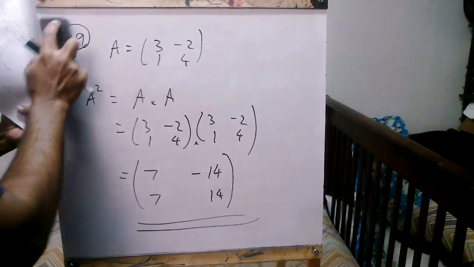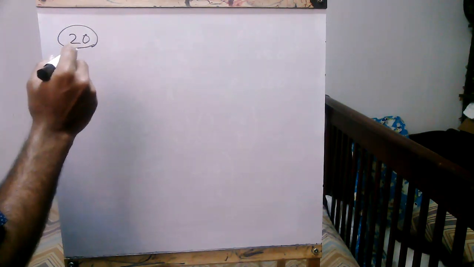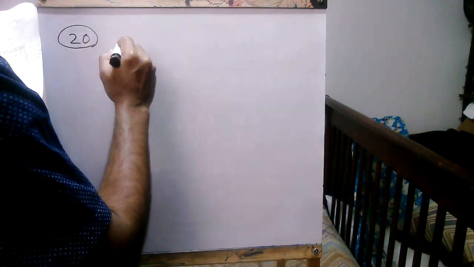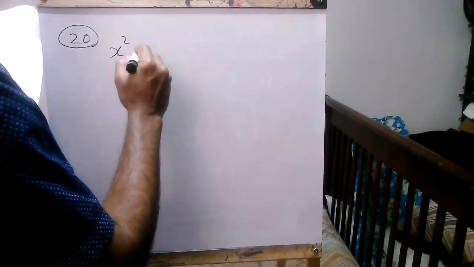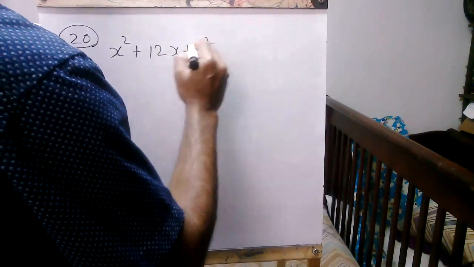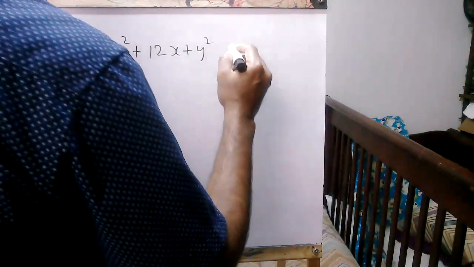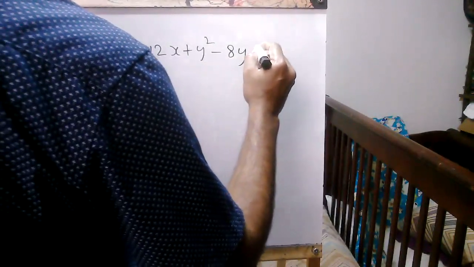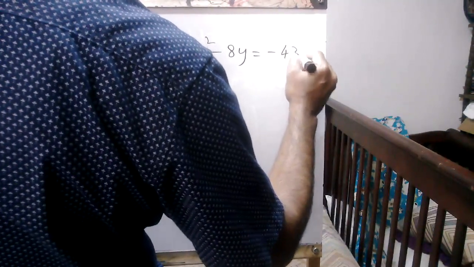Okay, 20. Find the center and radius of the circle given by this equation: x squared plus 12x plus y squared minus 8y equals negative 43.